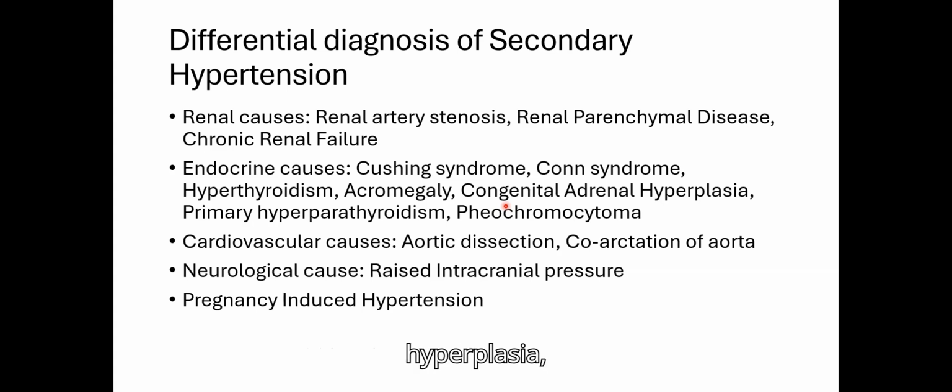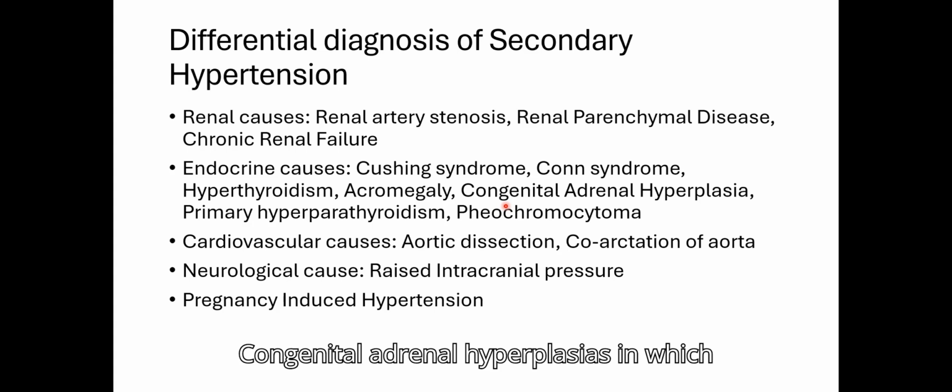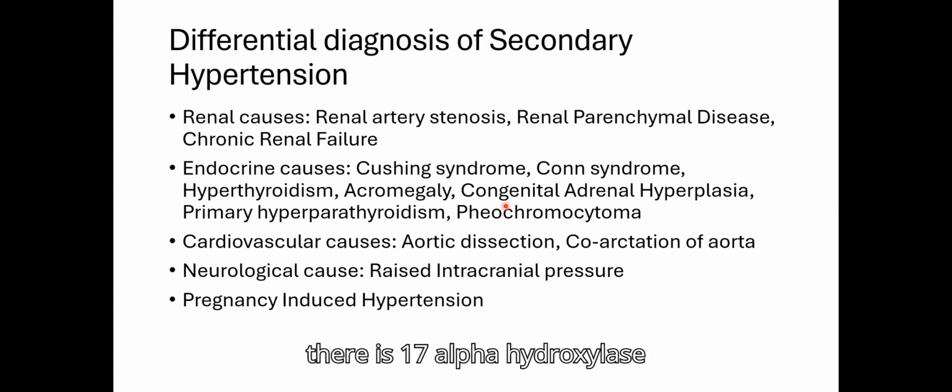Congenital adrenal hyperplasia, 11-beta hydroxylase deficiency, and 17-alpha hydroxylase deficiency. Congenital adrenal hyperplasias in which there is 17-alpha hydroxylase deficiency or 11-beta hydroxylase deficiency are associated with hypertension. Congenital adrenal hyperplasia that has 21-beta hydroxylase deficiency is associated with hypotension. 21-beta hydroxylase deficiency is the more common form of congenital adrenal hyperplasia.